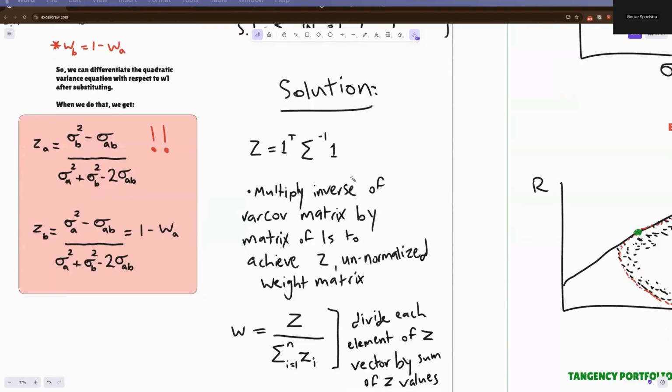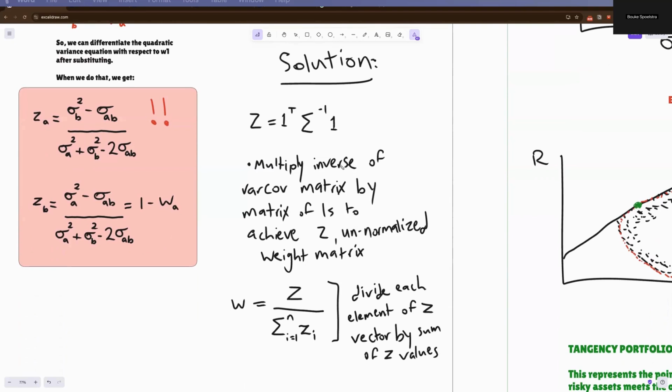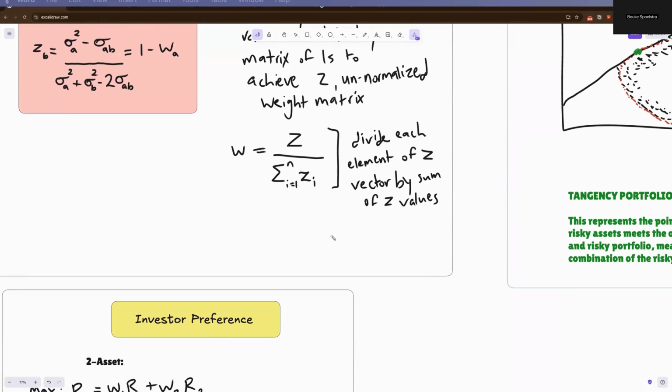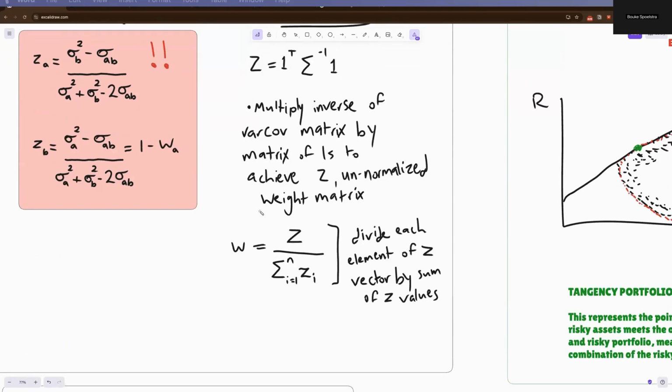So for the solution, instead of multiplying the inverse of the variance covariance matrix by the excess return matrix, we're actually just going to multiply it by a matrix of 1s, because that's just going to enforce our constraint that the weights have to add up to 1. So all we're doing is we're gonna see how we use the solve function.